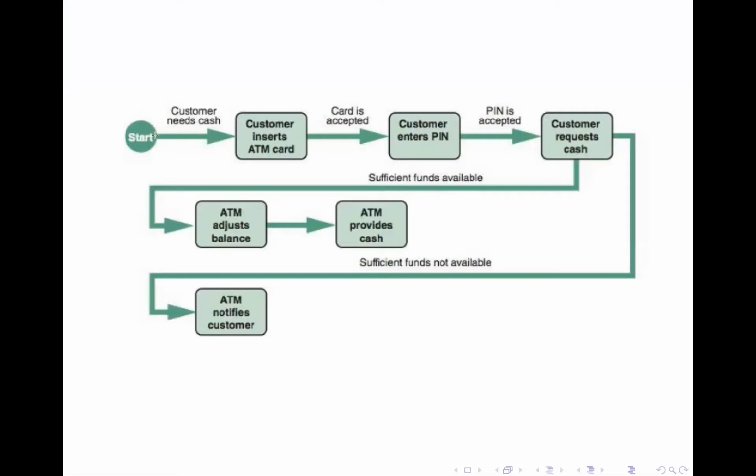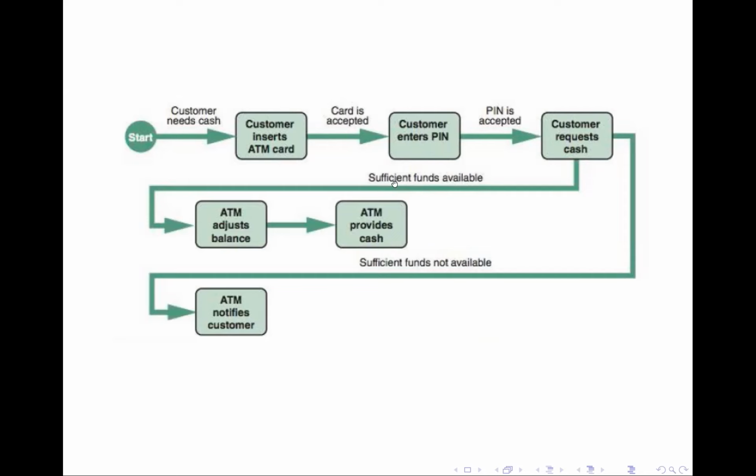This is the start, and the requirement is the customer needs some cash. So you will have here the customer inserts the ATM card, and then, okay, the card is accepted. Then you enter the PIN. Then if the PIN is accepted, the customer can request cash, right? And once you do this, you can have two arrows here. What are the two arrows? If you request cash, if sufficient funds are available, you take one path. And if you do not have sufficient funds, then you take the other path.